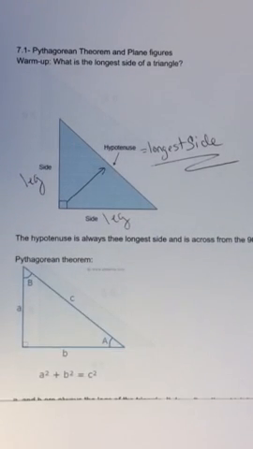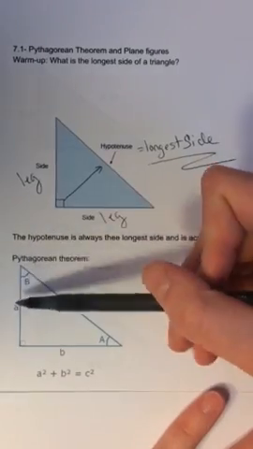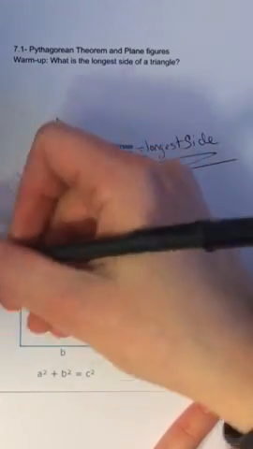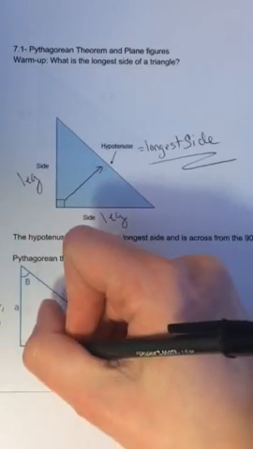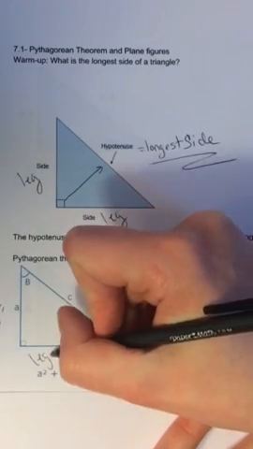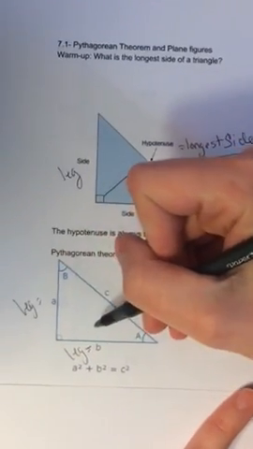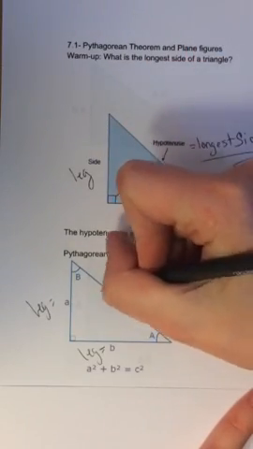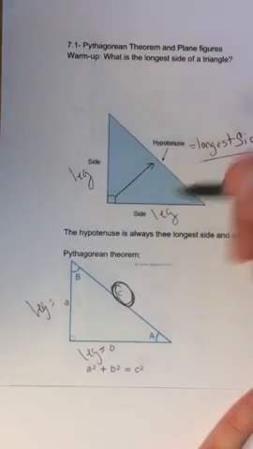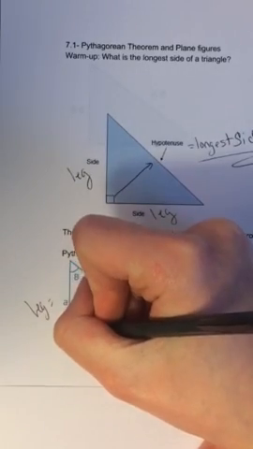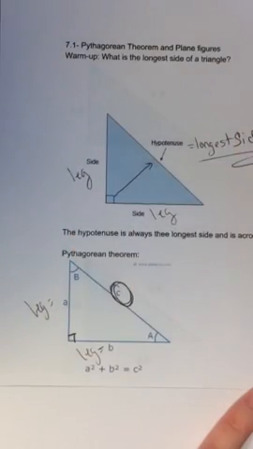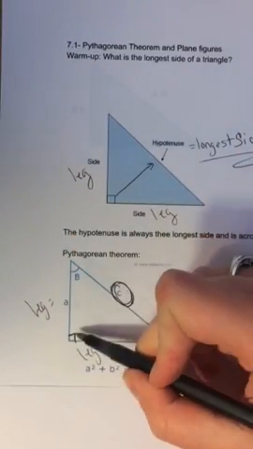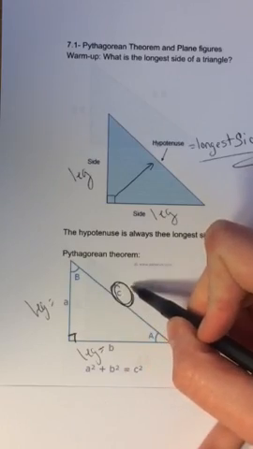Now, the Pythagorean Theorem. I'm going to call this leg A and this leg B. It doesn't matter which one is called A and which one is called B. You can flip them around. The important part is that C is the hypotenuse. I don't know if you can see this in the video, but there is a 90-degree angle symbol there. C is across from the 90-degree angle, so this is the hypotenuse.